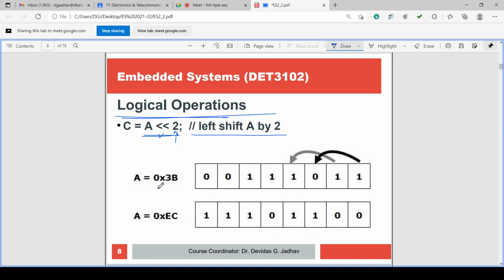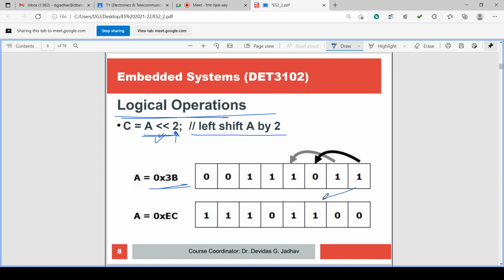A is a number. Suppose 3B is a number: 0011 1011. 3B, 0011 is 3, 1011 is B. A is a number. Now we are shifting A left by 2 times. So this bit is shifted 1, 2 times. So this bit is also shifted 1, 2 times. Similarly, this is shifted 1, 2 times. This is shifted 1, 2 times. Okay. The shifting is there.